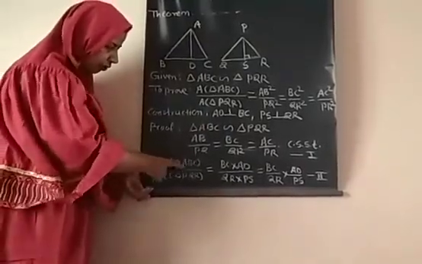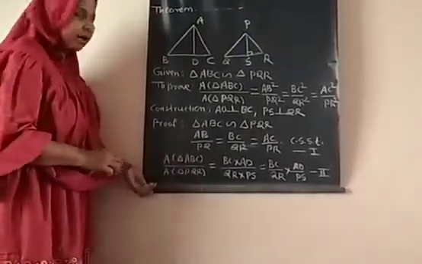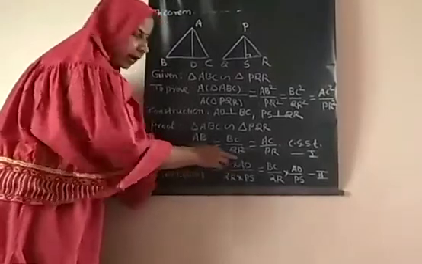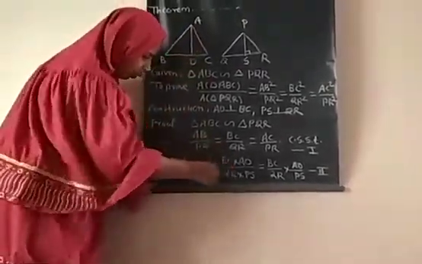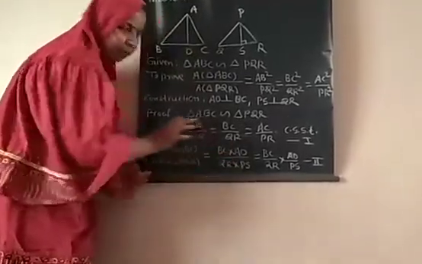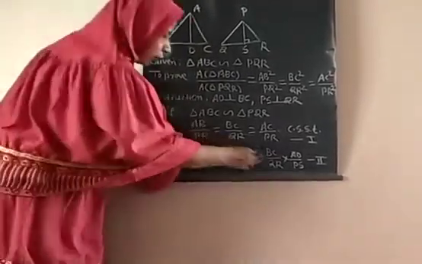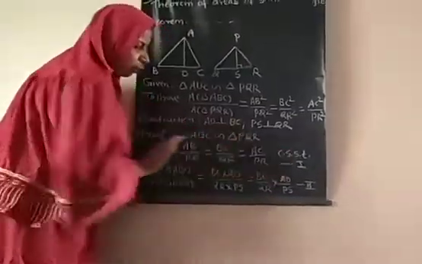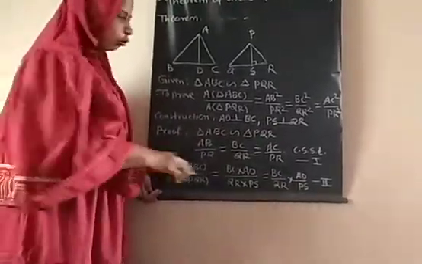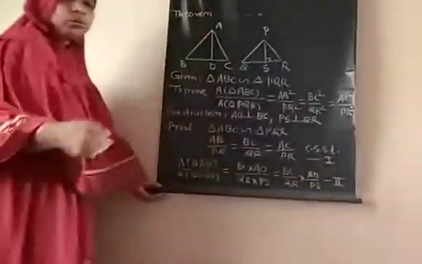Now we are finding the areas of these two similar triangles. Area of triangle ABC upon area of triangle PQR is equal to base multiplied by height. The base of the triangle is BC and the height is AD, upon, again, the base is QR multiplied by PS. It is equal to, now we separate the product, BC upon QR multiplied by AD upon PS. It is the same, only the products are separated. So this is our equation number 2.